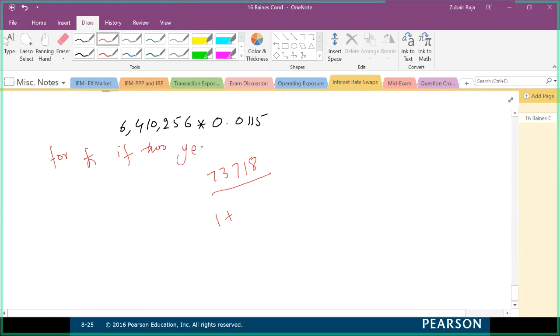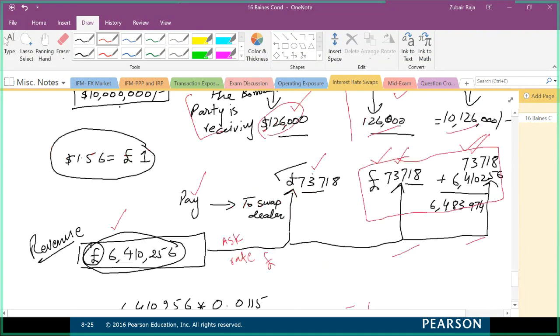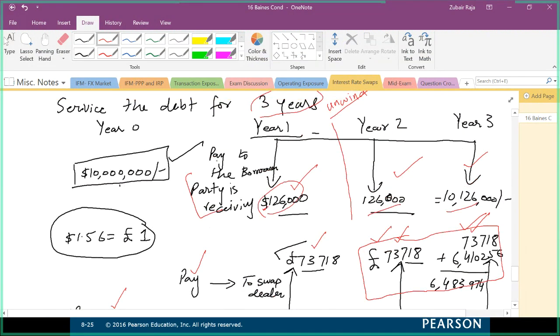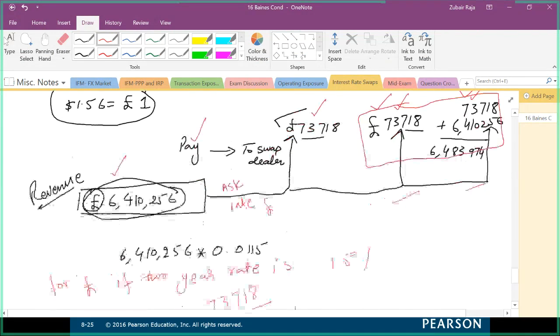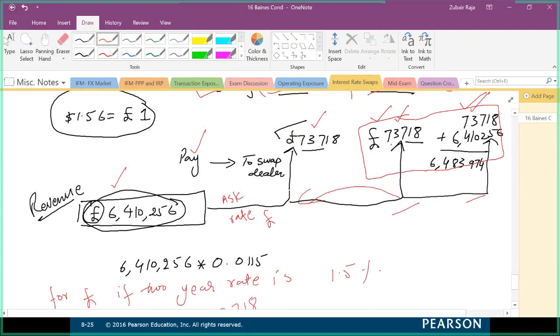So say the 2-year rate is 1.5%. So simply we'll divide 73,718 divided by 1 plus 0.015 raised to the power 1. Why raised to the power 1? Because now that you have moved to the end of year 1, you only have to discount 1 period back. What is the present worth of this? In fact, this is what we are talking about. What is the present worth of this 73,718 pounds one year back to you when you move over here to the end of the first year?